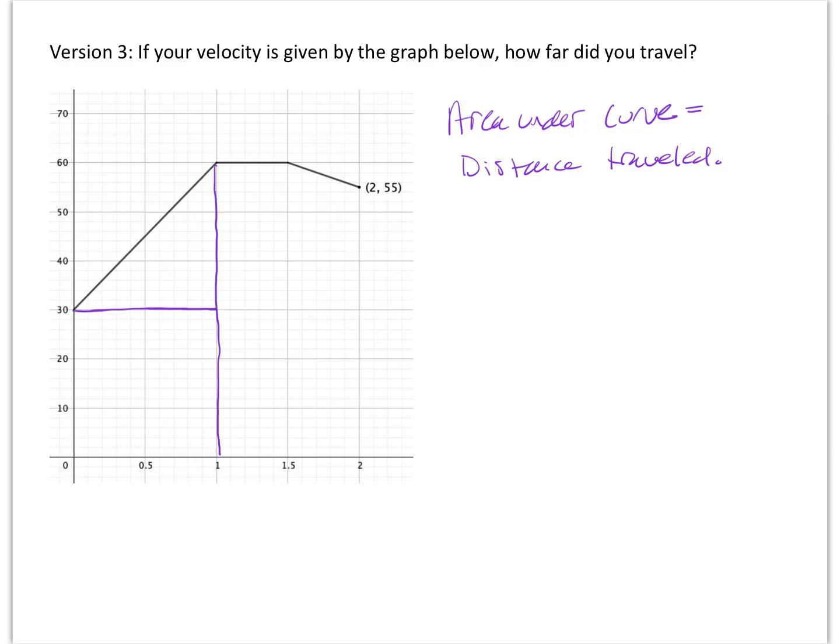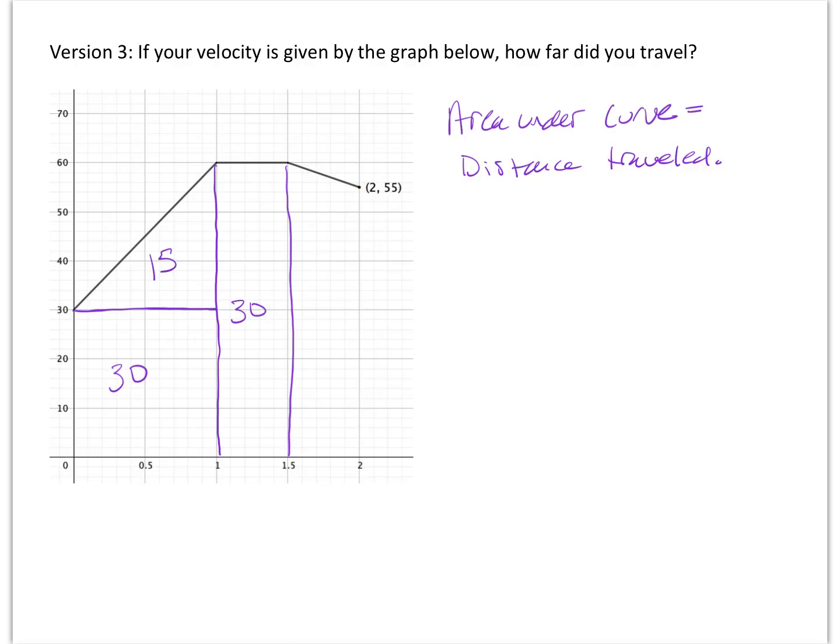Okay, so the area underneath this first linear portion, well, this rectangle is 1 by 30, so this is 30. And then I have this triangle that is 1 by 30, but it's a triangle, so you have to do 1/2 times 1 times 30, so that's 15. And then I have a rectangle here, which is 1/2 by 60, so that's another 30.